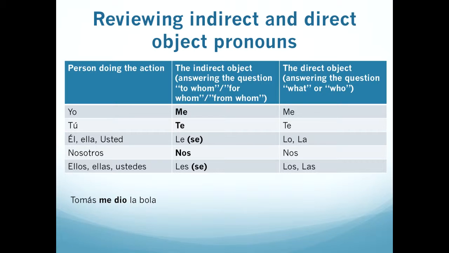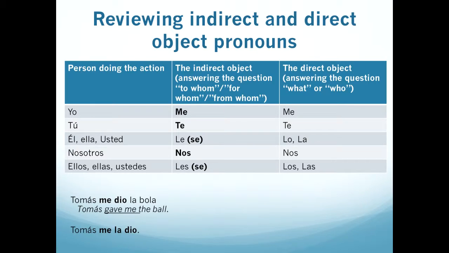So let's take a look at a couple examples really quick. Tomás me dio la bola. Tomás gave me la bola, the ball. In other words, la bola is the direct object, gave it to me. I'm the indirect object. It is for me. To whom is it going?